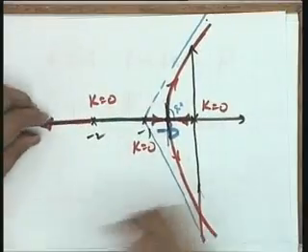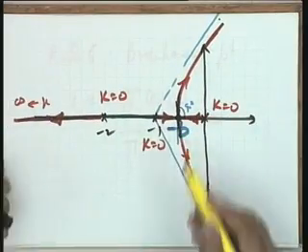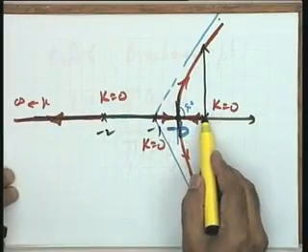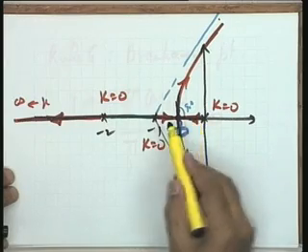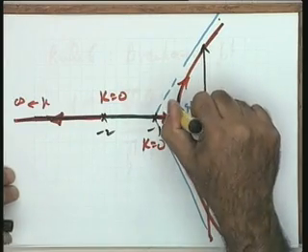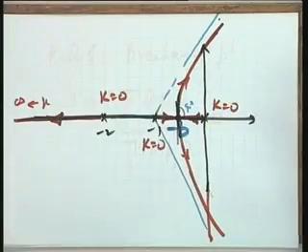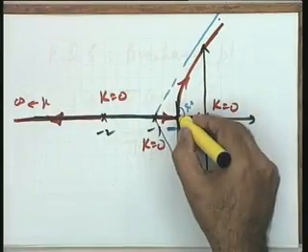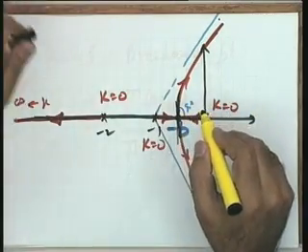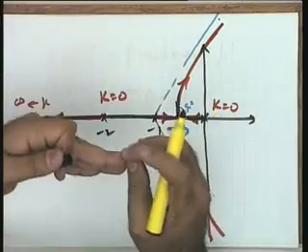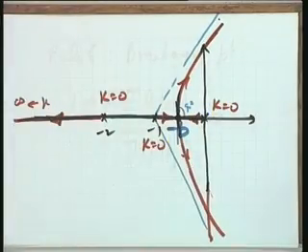Please see. What is the situation at breakaway? On the real axis, the values of K are increasing, and at this particular point, the value is maximum as far as the real axis segment is concerned. Do you agree with me, please? At this particular point, where the roots are repeated, the value of K is maximum with respect to the real axis segment.